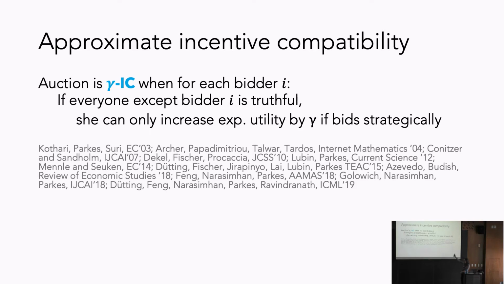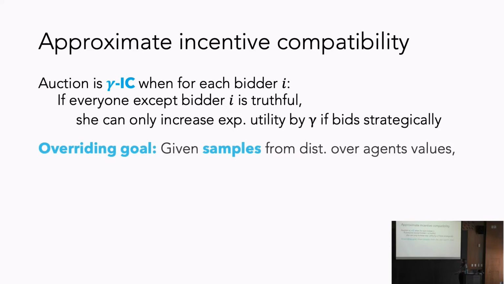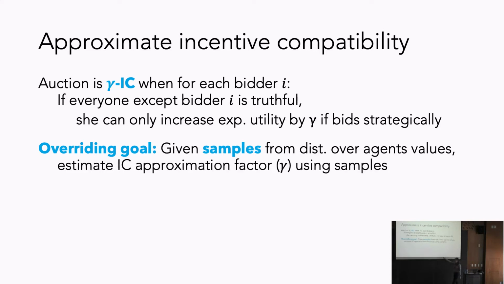And this flavor of approximate incentive compatibility has been studied pretty extensively in the literature. But I'll come back to this and show more mathematically what I mean by this. So our goal in this work is, given samples from the distribution over buyers' values, can we estimate this incentive compatibility approximation factor using those samples? So we want to estimate gamma just using samples.